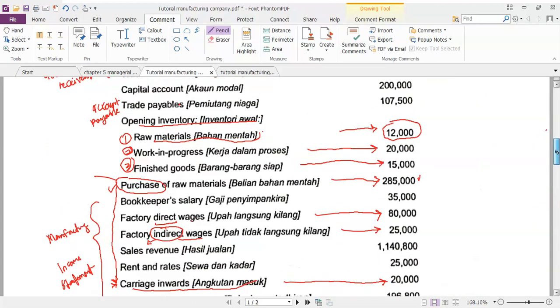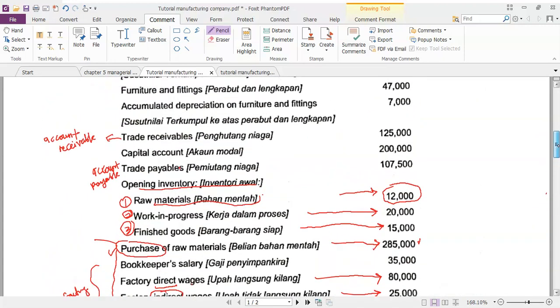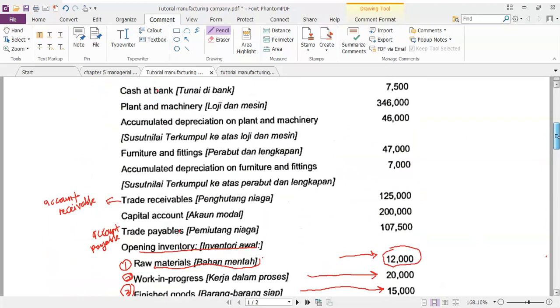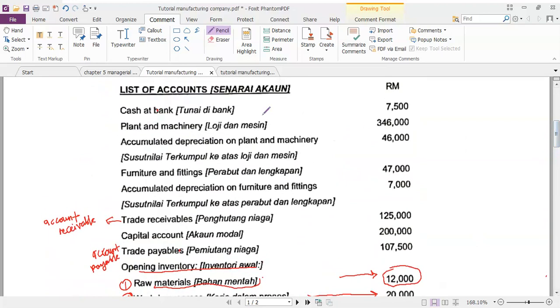Okay, which one is the cost of plant and machinery? So, at the top here, we have the plant and machinery. Okay, kalau dia tak sebut apa-apa, dia tak sebut cost to accumulated, so kita assume dia adalah cost. Plant and machinery at cost. Okay, so we have 346.